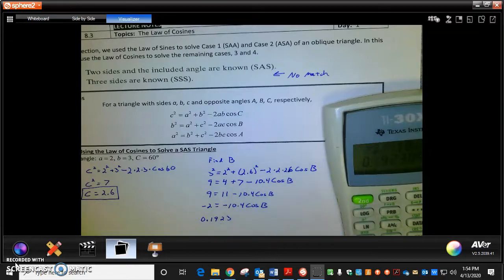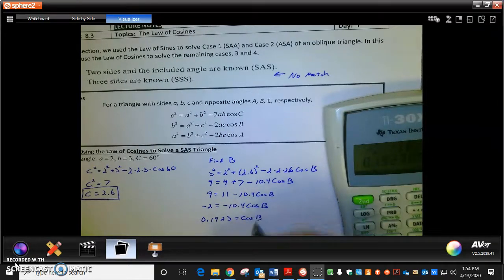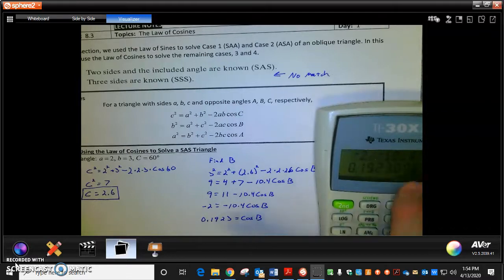The more decimals you keep, the more accurate your answer is going to be. We don't want to round yet. Equals the cosine of b. And in fact, I'm just going to leave this answer in my calculator for right now.